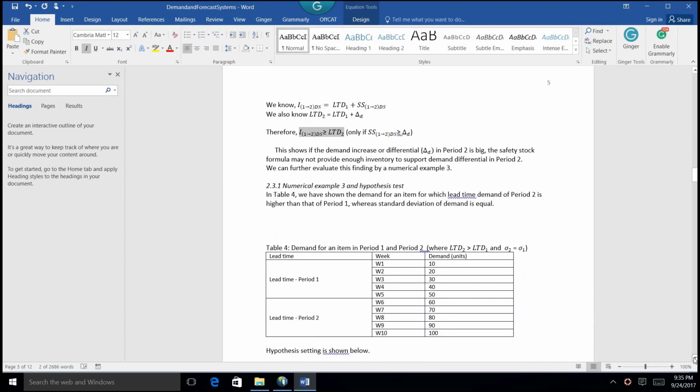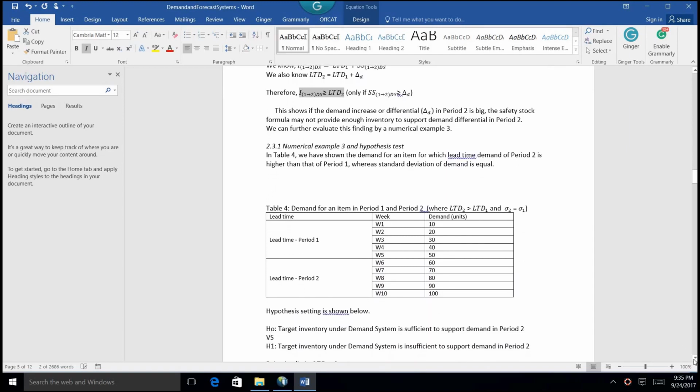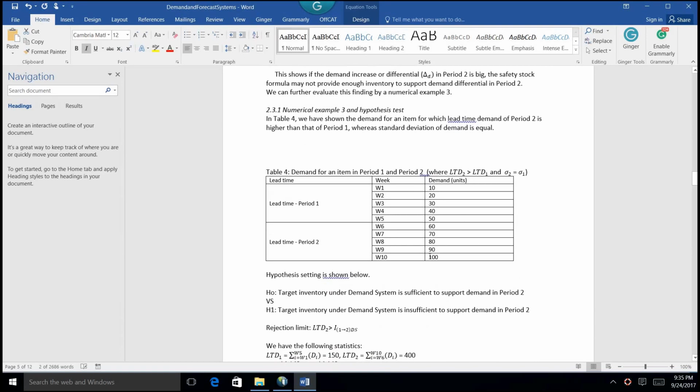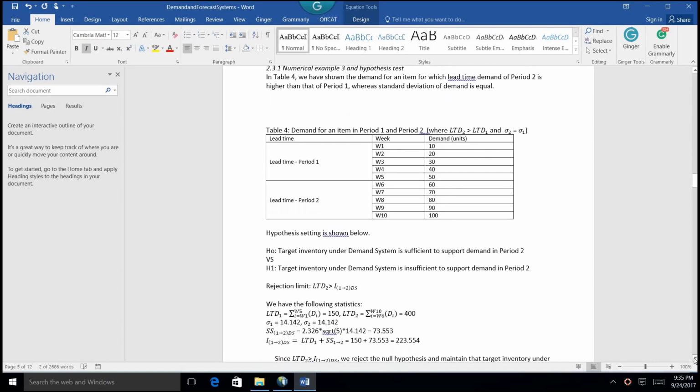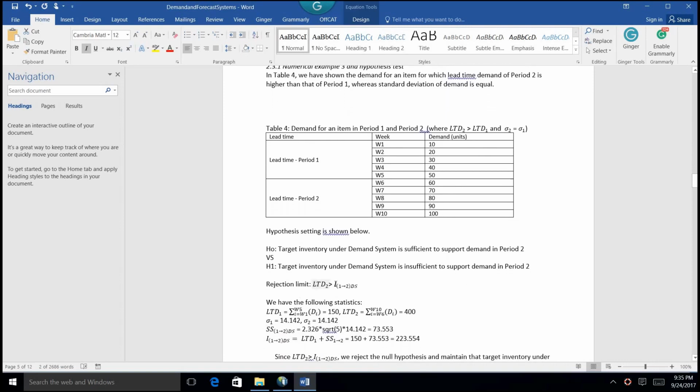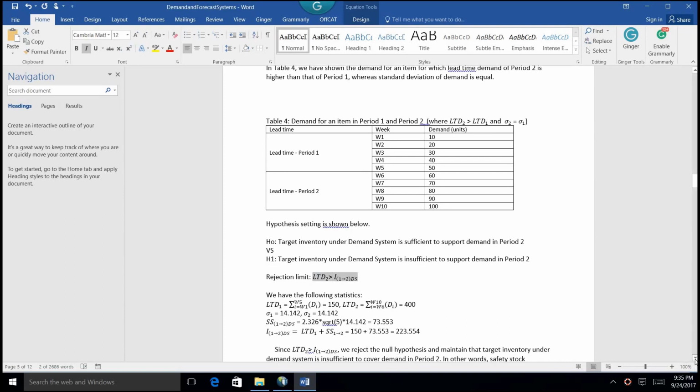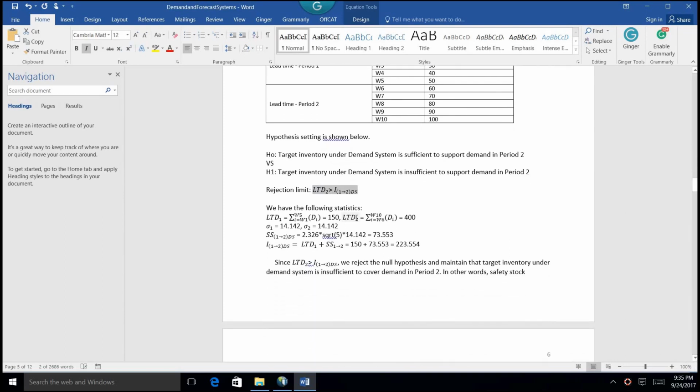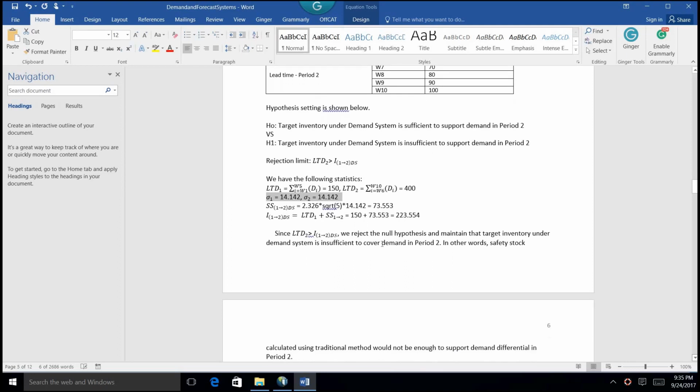Okay, let's have some example here. Week 1 through week 10 we have demand data. We have same hypothesis settings. Rejection limit is same. Put some numbers here. LTD1, you get 150. LTD2, you get 400. Sigma 1, sigma 2, same value using your data. So this means that demand fluctuation in period 1 and period 2, no change.